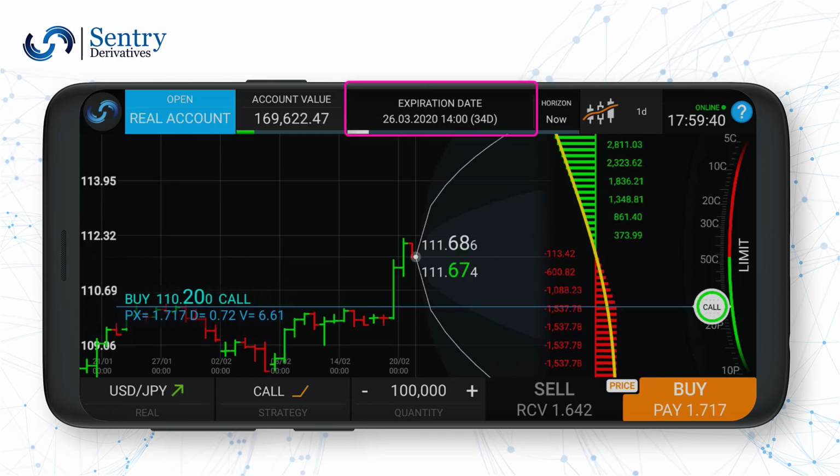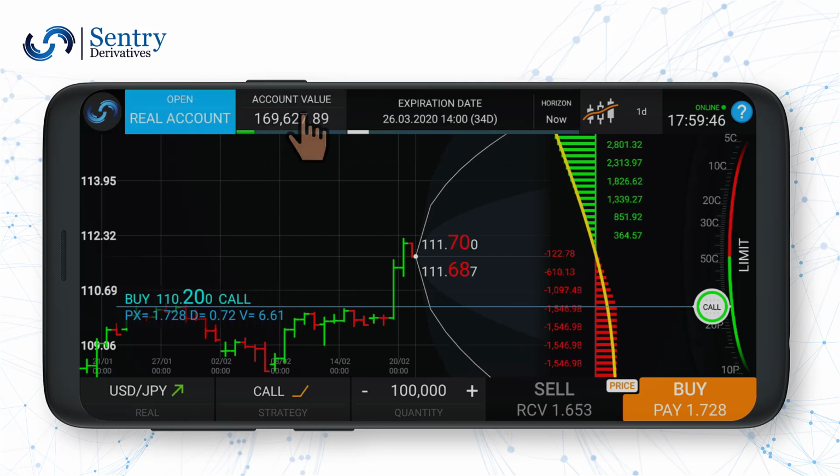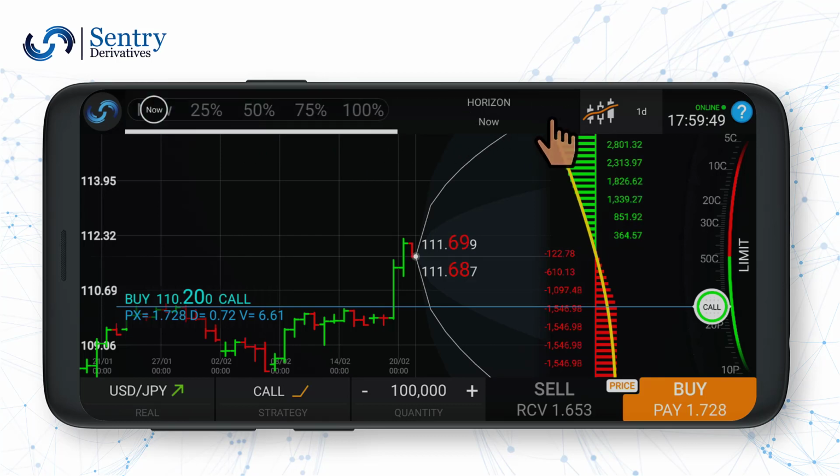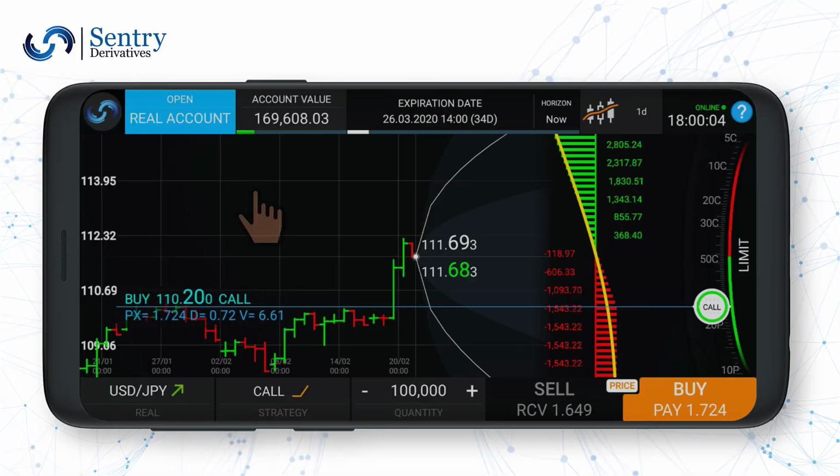At the top, we have the expiration date shown. We can change it if we like. And we have the horizon. Today, the yellow line is showing us the profit and loss now. But if we slide the horizon out, we can see how the option changes over time. At expiration, we reach the expiration P&L. Today, we're on the current P&L.